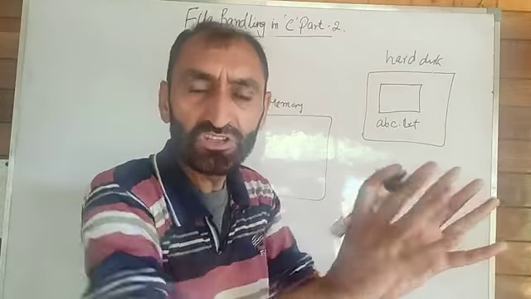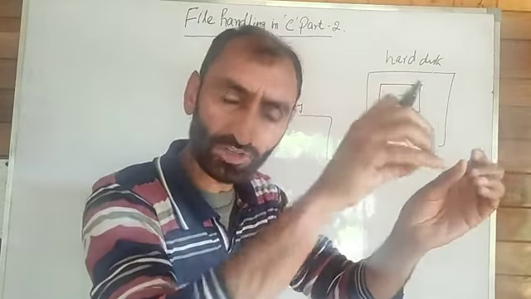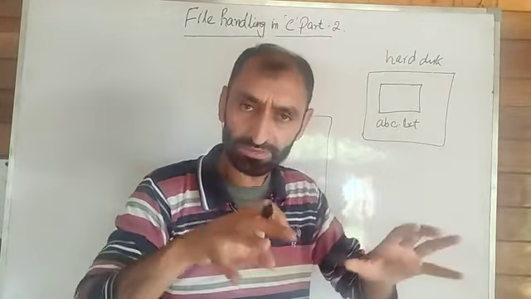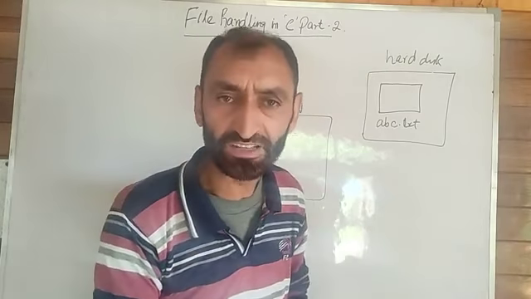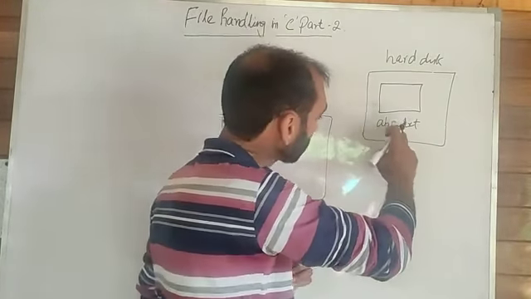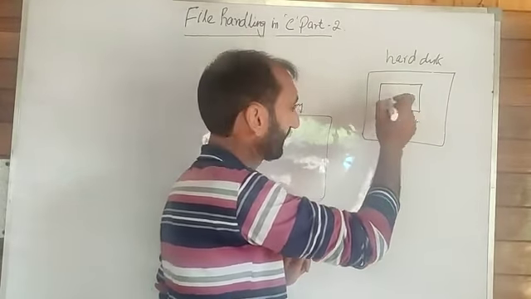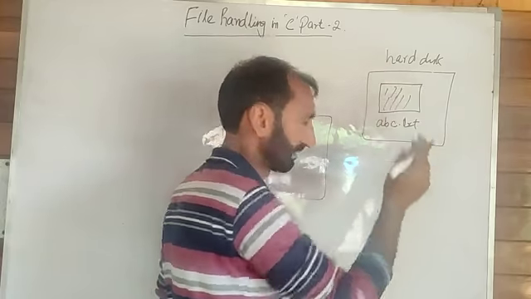That means if we want to store the data permanently, then we use files. For example, abc.txt is the name of the file, and it has some data written in it.